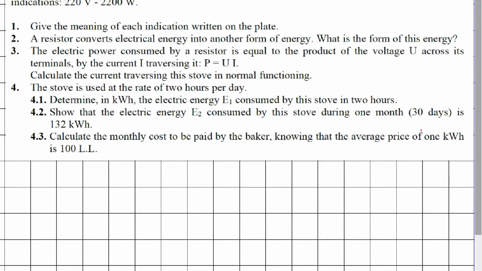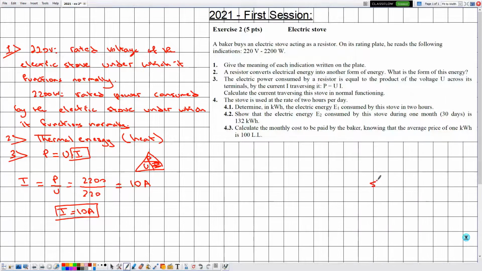Now the stove is used at the rate of 2 hours per day. Now 4.1 determine in kilowatt hour the electric energy E1 consumed by the stove in 2 hours. Now if we take a look at parts 4.2 and 4.3, and since they mentioned the price, it seems that they are asking for the electric bill. Then let's recall the different steps. So step 1, step 2, step 3, step 4. So these are the different steps that are followed usually in order to calculate the electric bill.